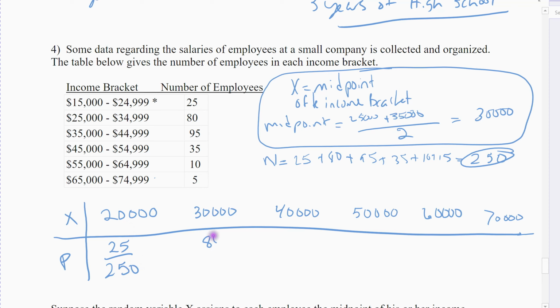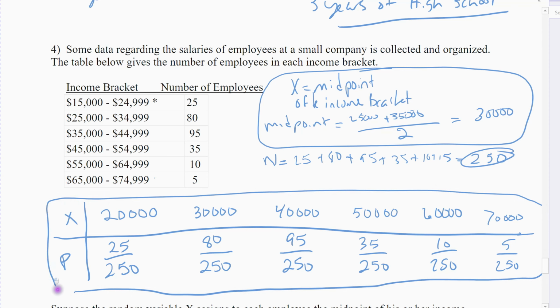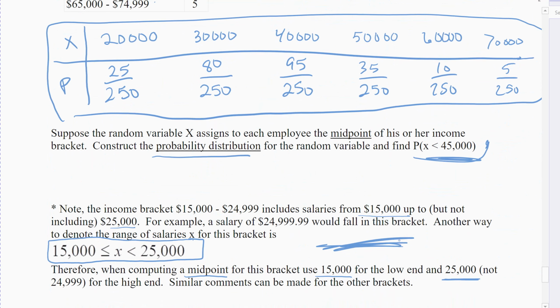30,000, well, 80 people land in that bracket, so 80 out of 250. 40,000, 95 out of 250. 50,000, 35 out of 250. 60,000, 10 out of 250, and 70,000, 5 out of 250. To double check myself, you can always add them up and make sure it adds up to 250 out of 250. So there are my probabilities using midpoints. Whenever it's a bracket case, you always do the midpoints this way. That's the hard part.